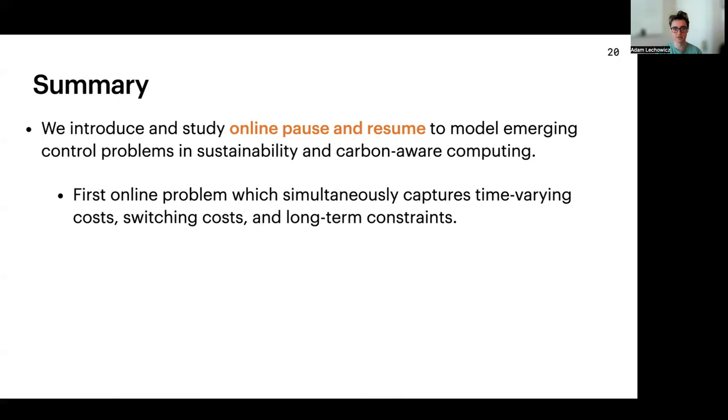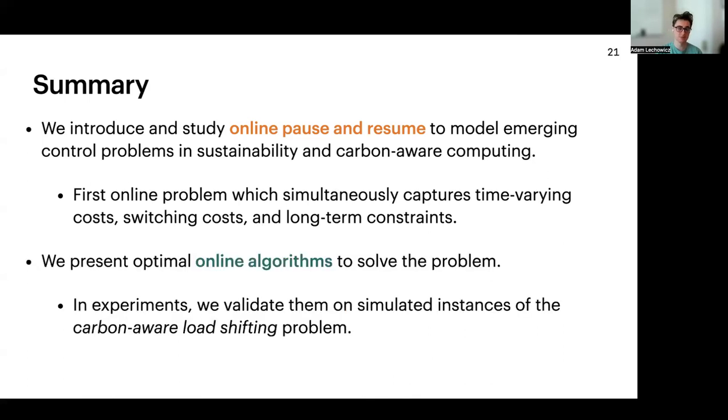In summary, we introduce and study this online pause and resume problem with the motivation of modeling carbon-aware problems and problems in sustainability. This is the first online problem that features all of these characteristics of time-varying costs, switching costs, and long-term constraints. We give a double threshold algorithm to solve this problem and show it achieves the best competitive ratio. In the full paper, we also implement our algorithm for the motivating application of carbon-aware load shifting and show it performs well on real data.